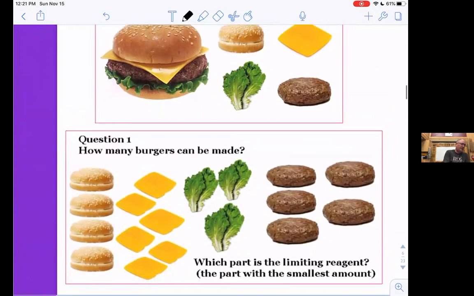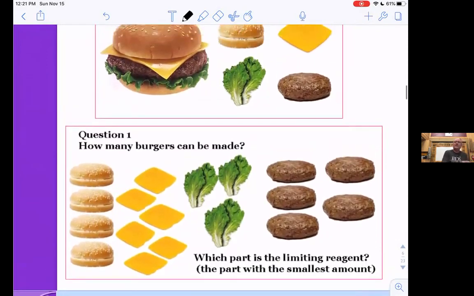If we look down here at the bottom, I'm looking for what is limiting how many burgers I can make. I've got 4 buns, I've got 8 pieces of cheese, I've got 3 sets of lettuce, I guess, and 5 burgers. If you look at those, how many burgers could you make with 4 buns? You could make 4 burgers. With 6 pieces of cheese, I think I said 8, 6 pieces of cheese, you could make 6 burgers.